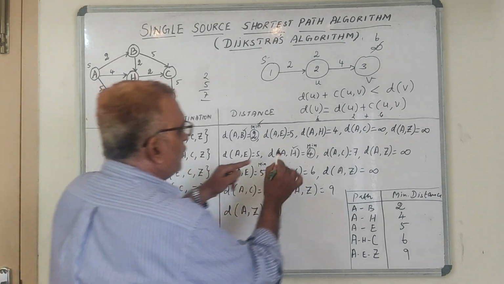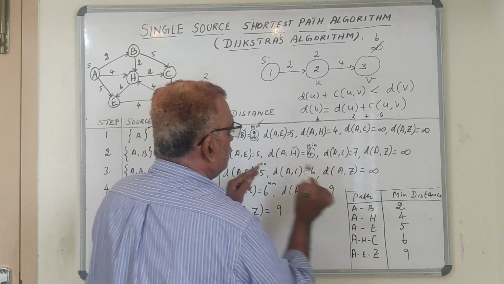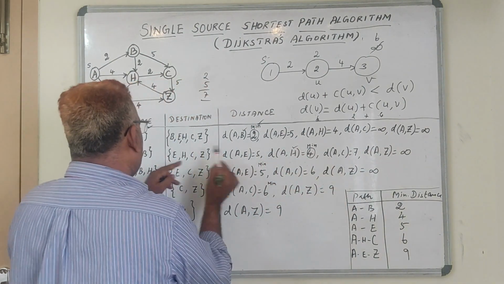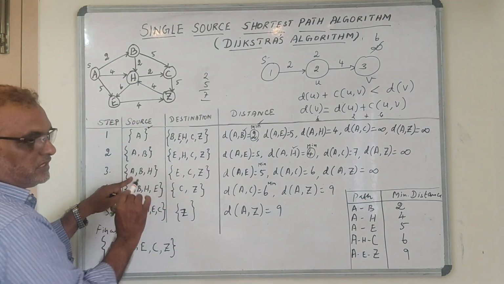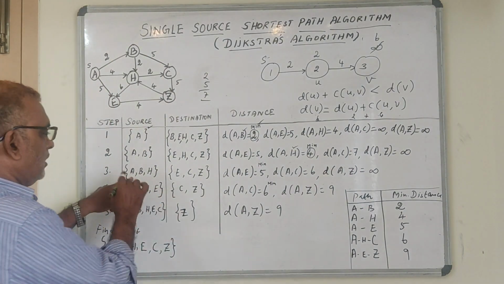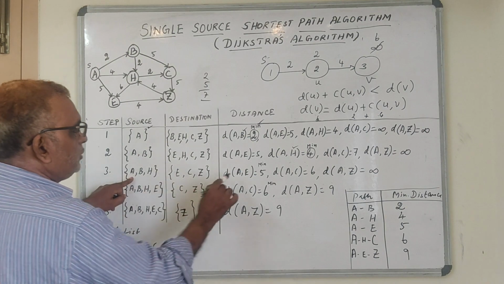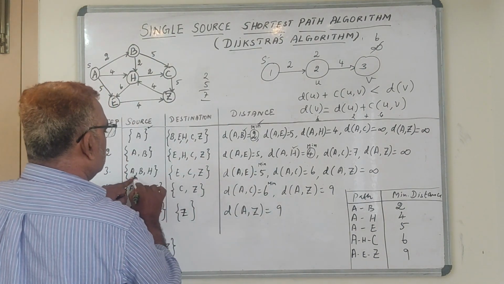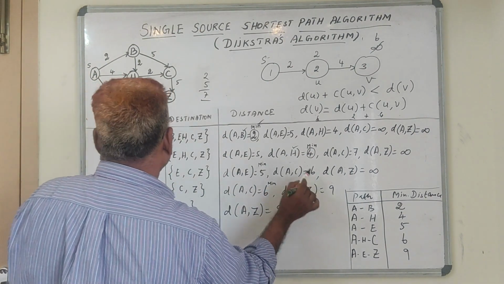Now what is the minimum value? Compare all these values and take the minimum. The minimum is 4, its corresponding node is H, and that should be included in the source list. Now find the distances again. A to E is 5. Then A to C is 6.